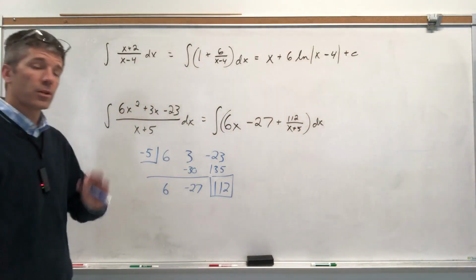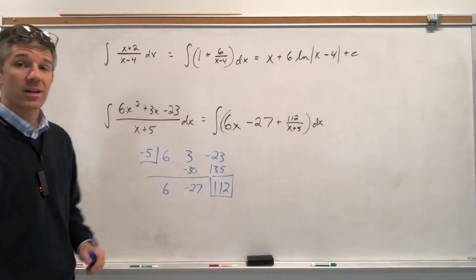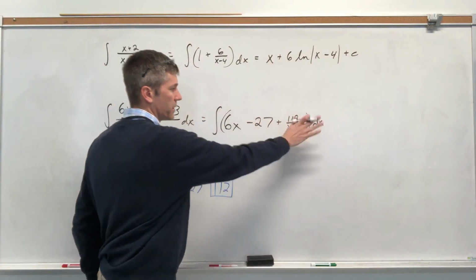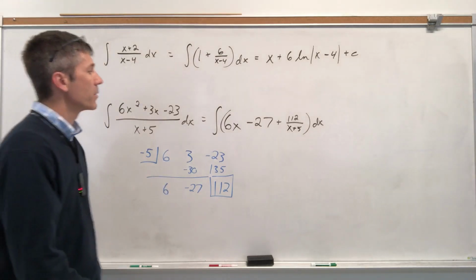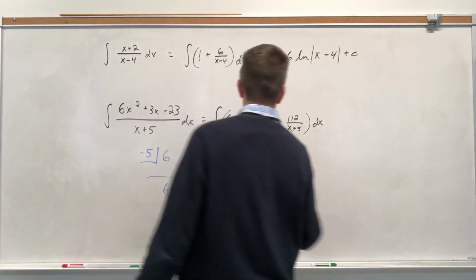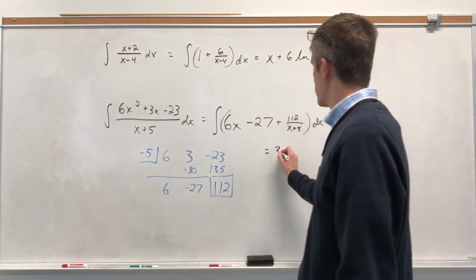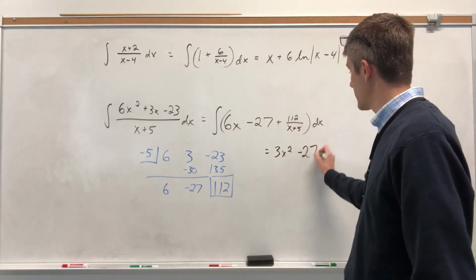Let's not ever confuse the simplification process with integration, because a lot of times people will say, oh, I found my integral, and they won't put the integral symbol and the dx there. No, we didn't. We divided. We haven't integrated. We haven't found the antiderivative. So let's do that. Antiderivative of 6x, we're going to go one term at a time. It's going to give me 3x squared. Antiderivative of negative 27 is going to give me negative 27x.